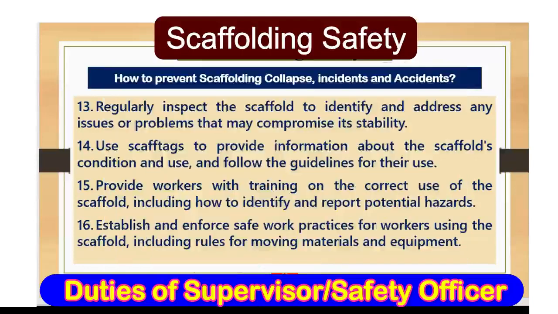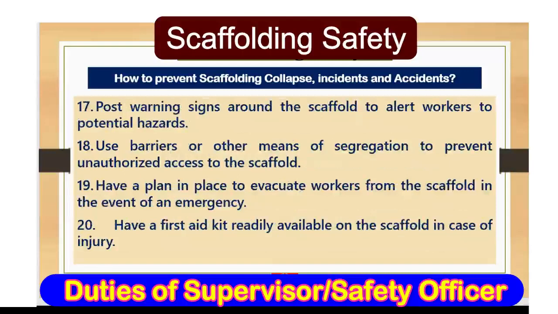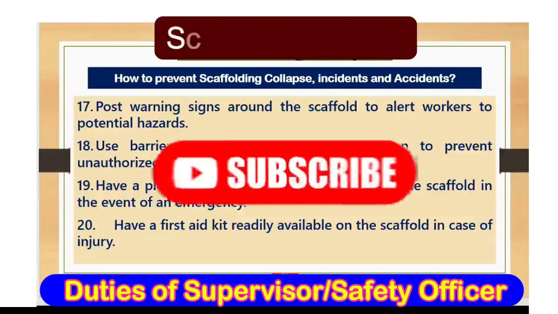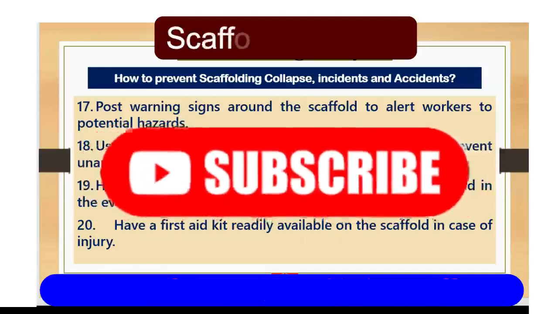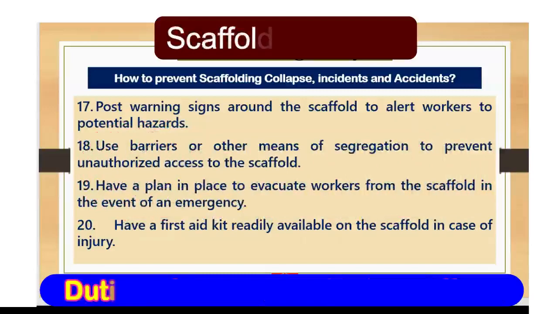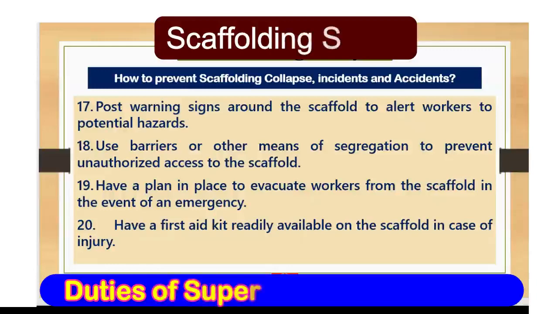potential hazards. Number 16, establish and enforce safe work practices for workers using the scaffold, including rules for moving materials and equipment. Number 17, post warning signs around the scaffold to alert workers to potential hazards. Number 18, use barriers or other means of segregation to prevent unauthorized access to the scaffold.